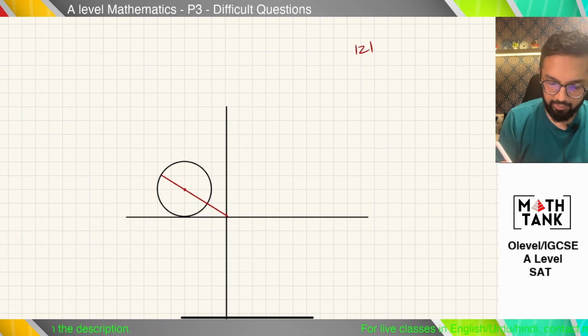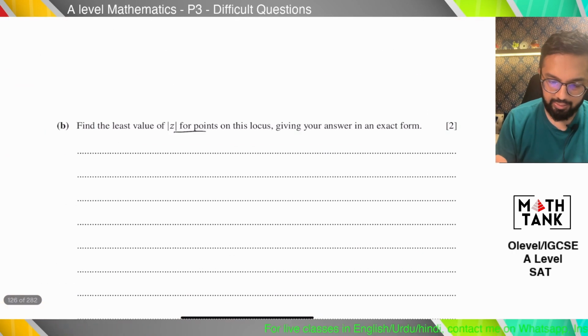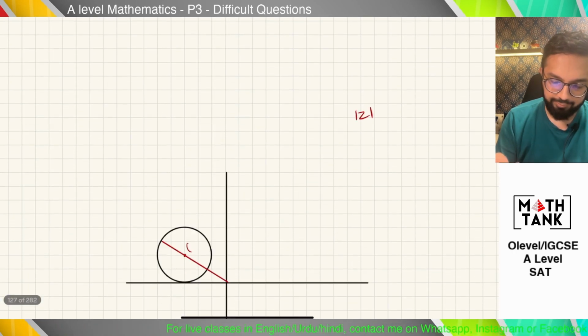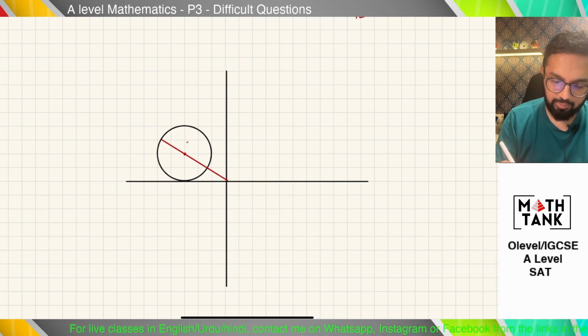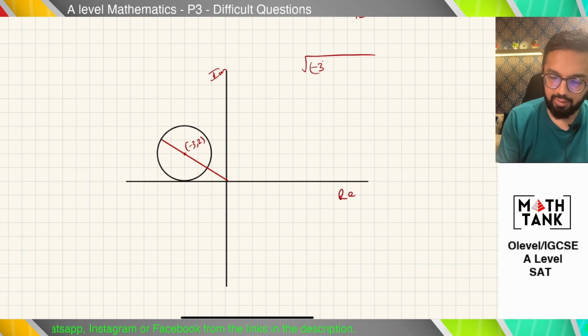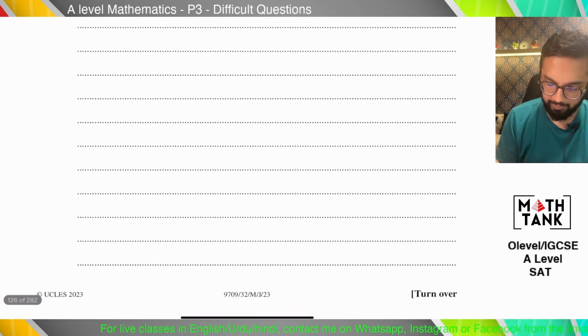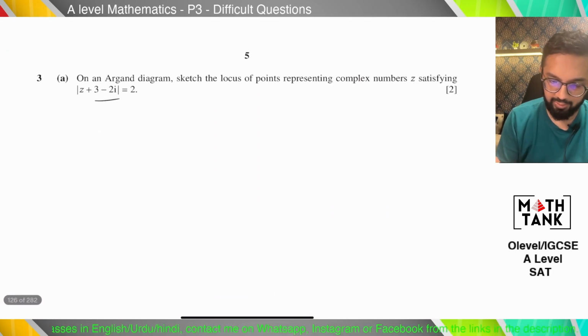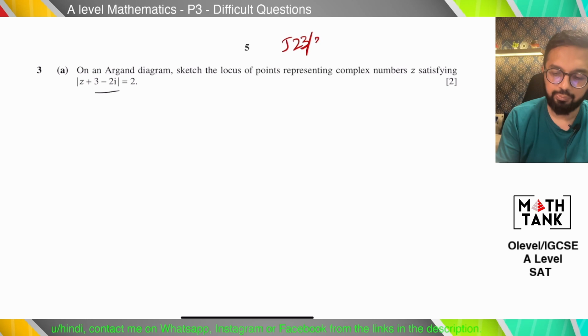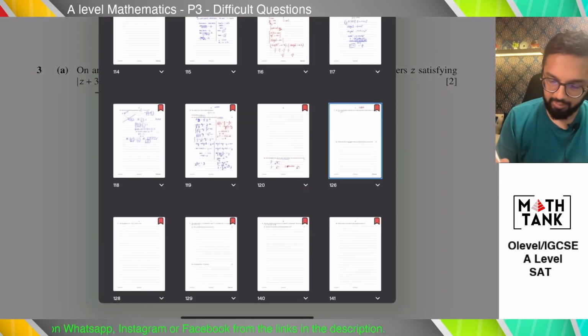What I can do is I know that the center is at minus 3 comma 2. So I can first find the modulus of minus 3 and 2. That gives me 9 plus 4, 13, root of 13, and then I can add the radius to it. So it's 2 plus root of 13. This was a question from June 23, 32. Relatively simple question.